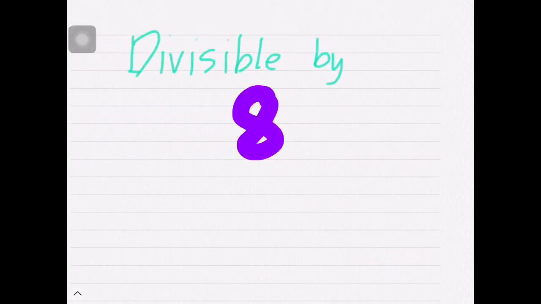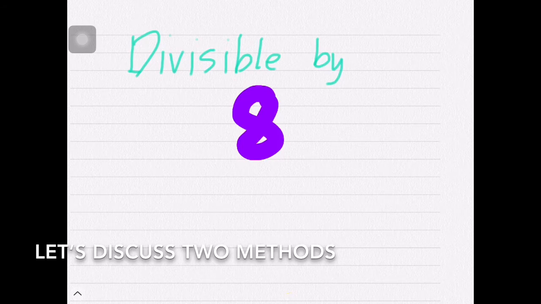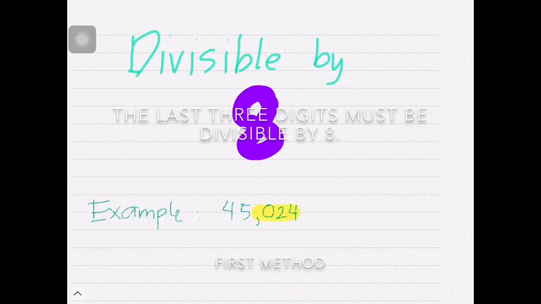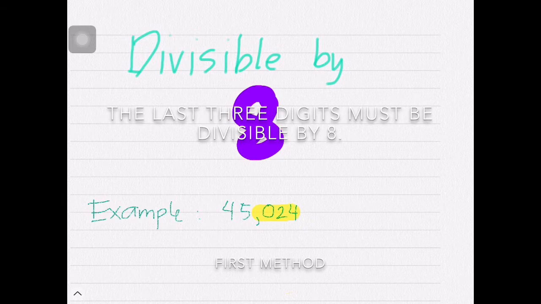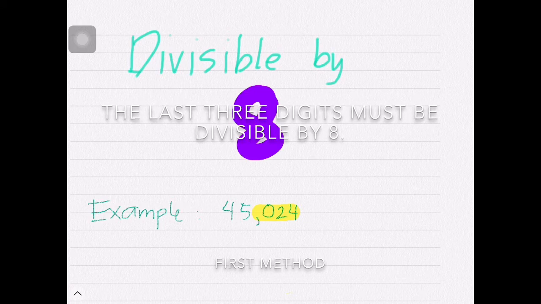Divisibility rule for 8. The last three digits here are 0 to 4 or 24, and 24 is divisible by 8, making the entire 45,024 divisible by 8.